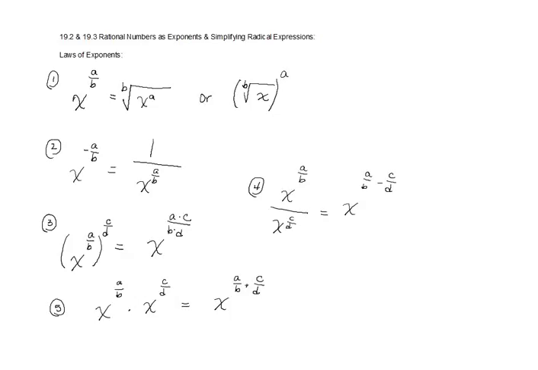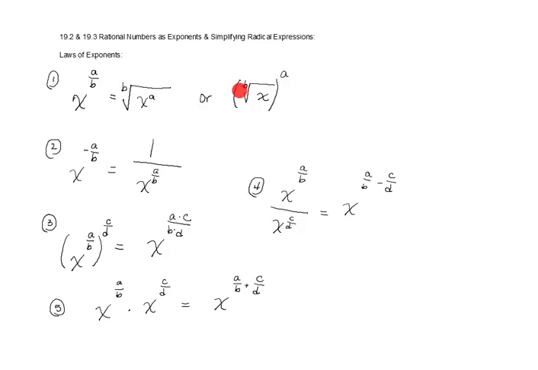If we want to start with some laws of exponents, if you can follow along here with me, the first one we have here is x to the power a over b. It can be rewritten in two different ways. We can either rewrite it as the b root of x to the a power, or we can say the b root of x to the a power. Either way is fine. It's just going to depend on the number values to figure out which one is probably going to work better and make the problem mathematically easier.